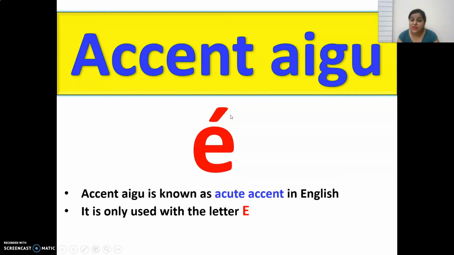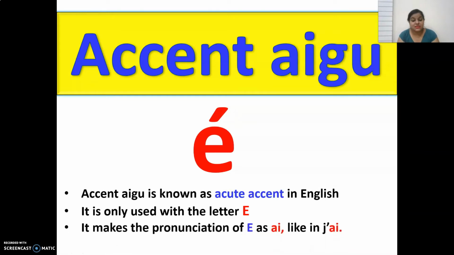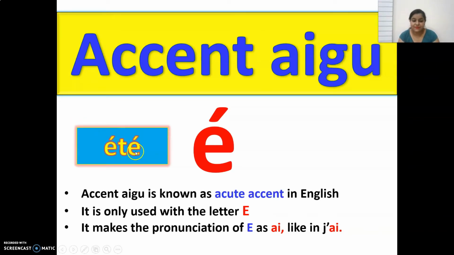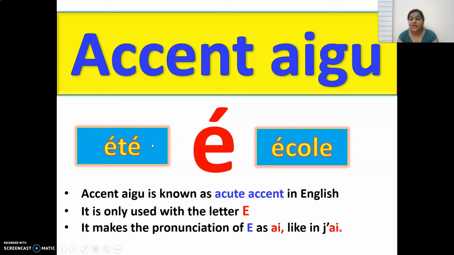And what difference does it make in the sound? It makes the pronunciation of E as A. For example, été. Été is summer. École. École is school.